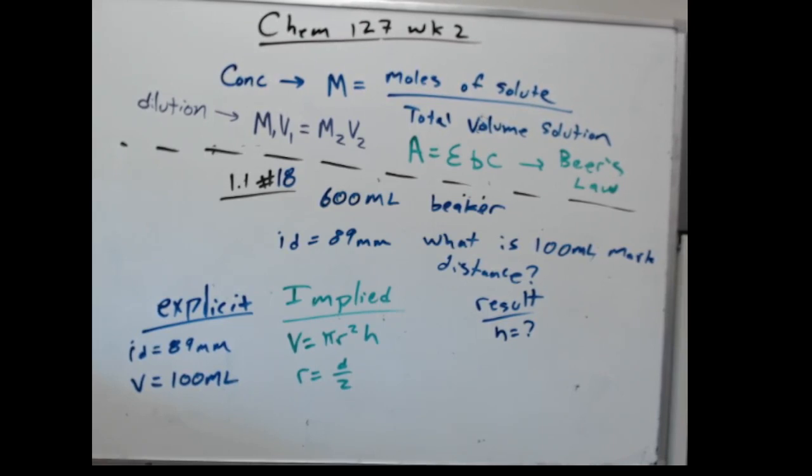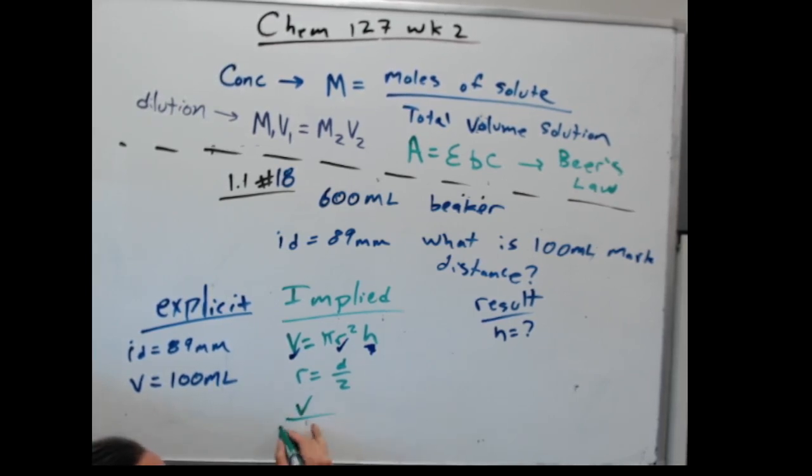Now when I look at this, I've got a volume, I've got a radius, I need to solve for height. I actually know everything, so I can just rearrange this equation and solve. Volume divided by pi r squared equals height. Now, once we have this, it's pretty straightforward.